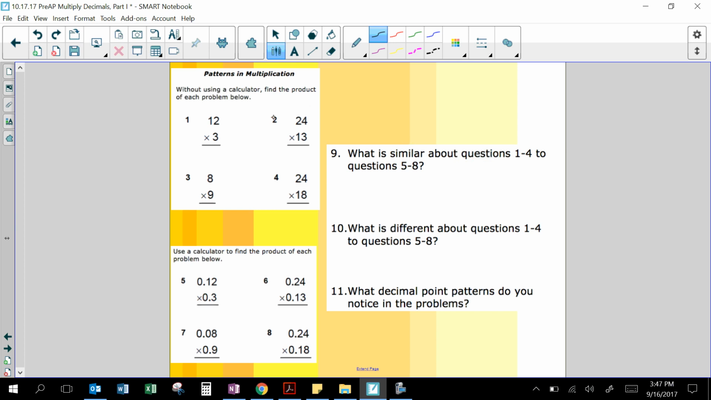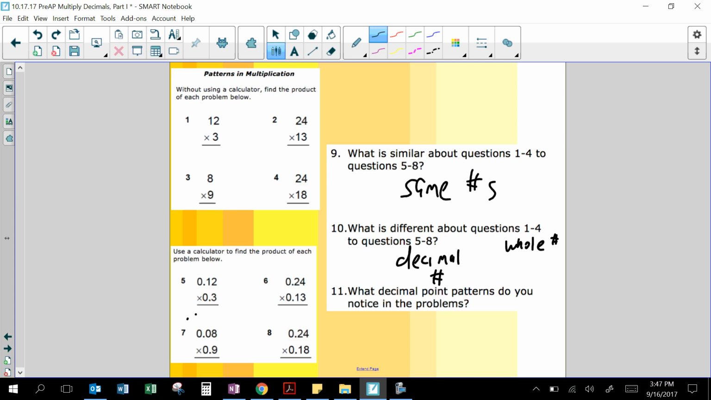So the question is, what is similar about questions 1 through 4 to questions 5 through 8? Well, from what I could tell, it seems like it used the same numbers. I see a 12 and 3, 24, 13, 8, and 9. But what is different about them? Well, 1 through 4 are whole numbers, while 5 through 8 are decimal numbers. What decimal point patterns do you notice in the problems?